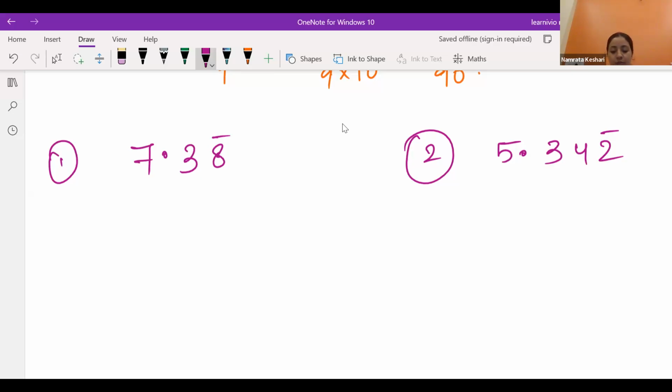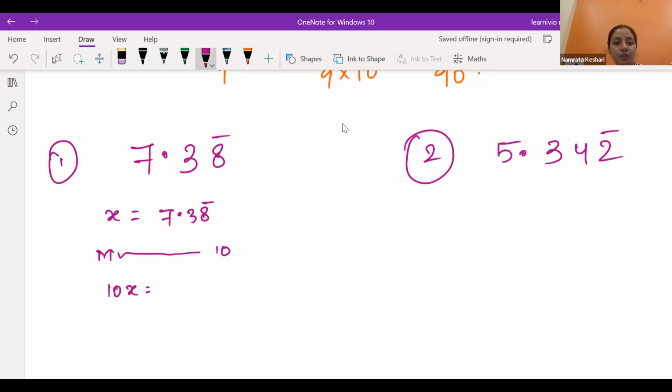Are you able to do it? Yes, ma'am. What are you getting? Let's match the answer. x equals 7.38 bar. One digit is repeating itself, so I'll be multiplying both sides by 10. I'll be getting 10x equals... see, if you follow another method, but your answer and my answer are the same, please follow your method.